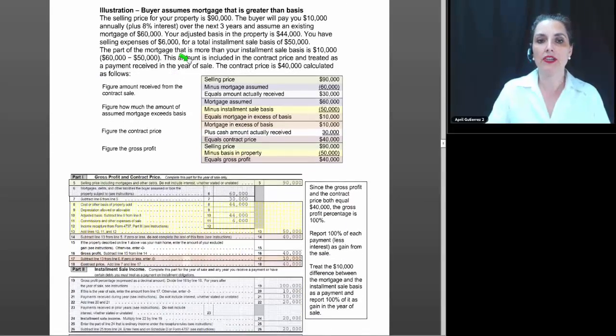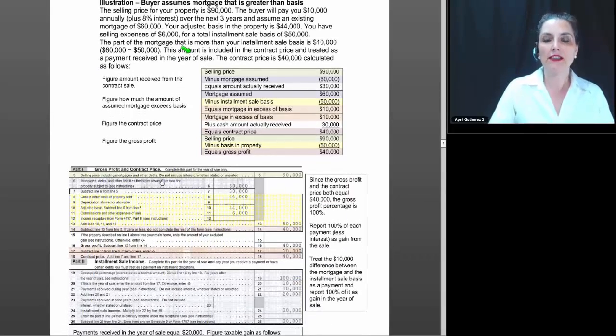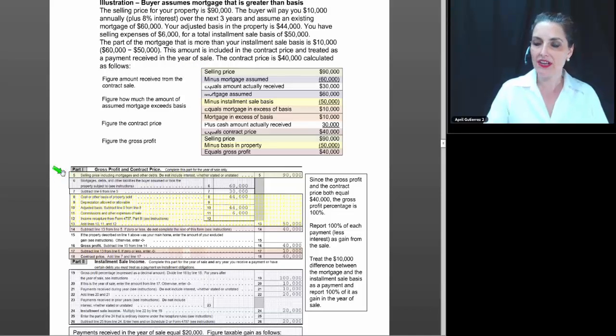So here is an illustration of how that comes together. It's a little bit trickier to explain, so I actually put some explanations on this table, and you can see that the line colors correspond to line numbers on the form. So let's start at the top.